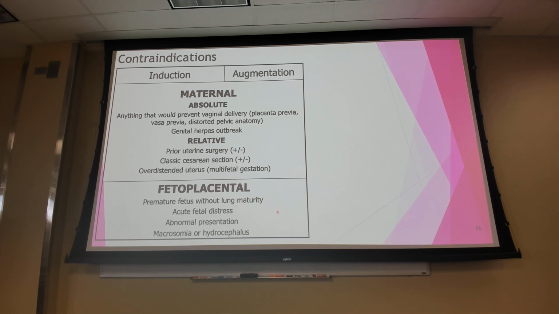And then for the baby, if there's any evidence of fetal distress, they're not going to induce, they're going to do a C-section delivery, right? So if there's evidence of fetal distress, we're not going to induce mom, we're not going to allow baby to stay in there, we're going to do an emergent C-section for that.